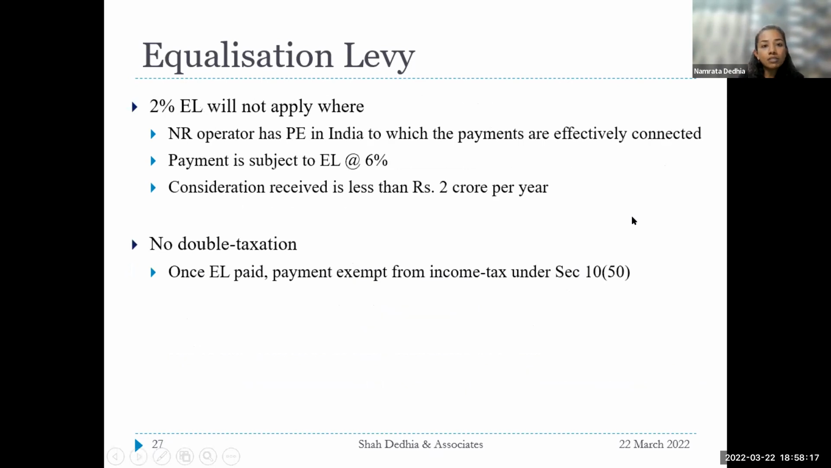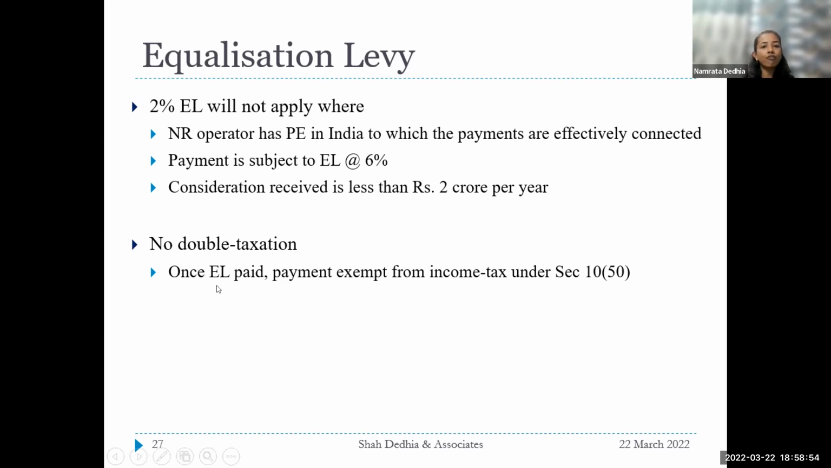Now, when it comes to equalization levy, whether it is 6% or 2%, you have to be very careful in understanding what will come first. Will equalization levy get the preference, or there could be in a lot of situations an overlap with the provisions under the domestic law, under the Income Tax Act itself. So will you give preference to equalization levy, or will you give preference to the domestic tax provisions? Because like we discussed earlier, 10(50) exempts from income tax any payment which is subject to equalization levy.